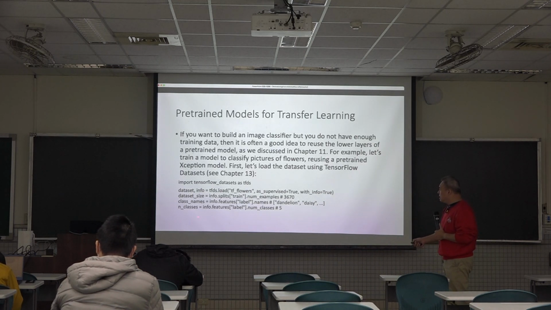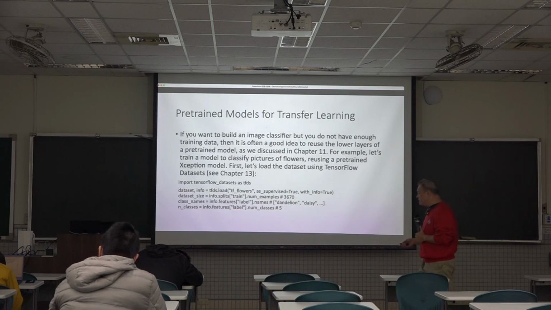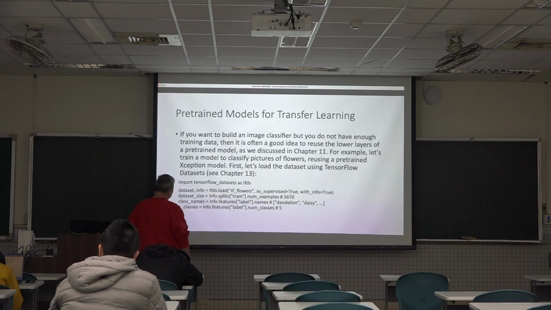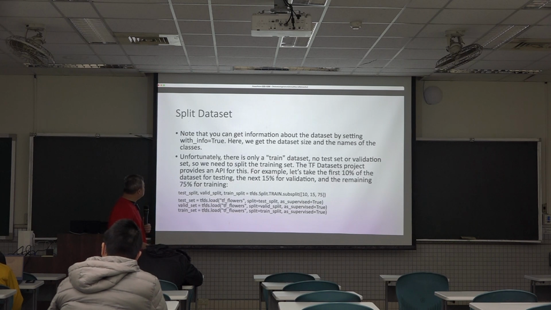And the class names are also provided, which include, you can tell there are 5 classes, including dandelion, daisy, and so on. If you have a lot of classes, 3,600 may not be enough, but with only 5 classes of flowers, I think it's probably good enough. So you can get the information about the data set by setting with_info equal to true.